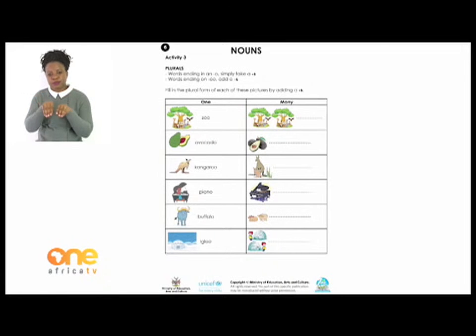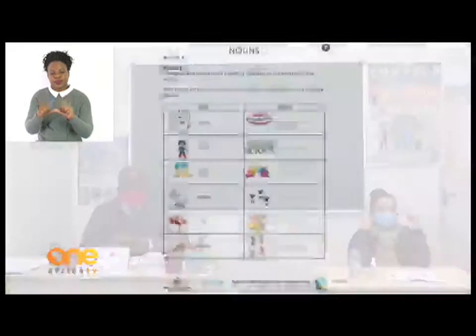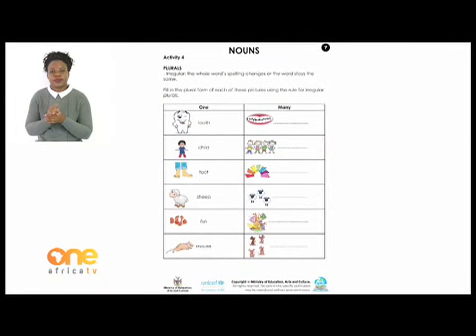Let's continue to page 7. Activity 4. Irregular nouns. Remember, the rule says the noun may remain the same or change completely. The whole word spelling changes or the word stays the same. So, fill in the plural form of each of these pictures using the rule for irregular plurals. It is important also that we refer to it if you've forgotten.